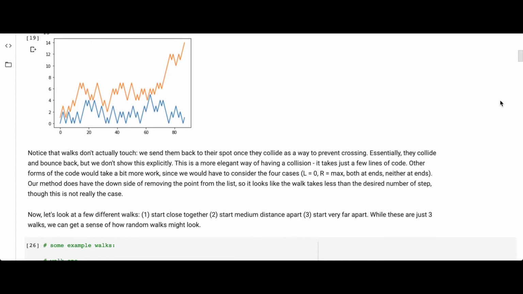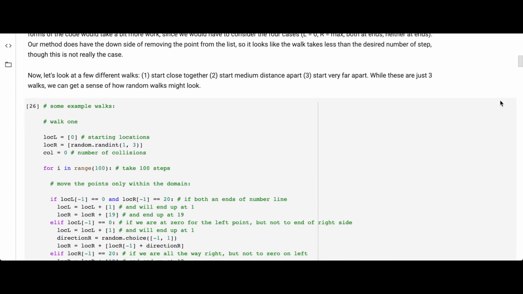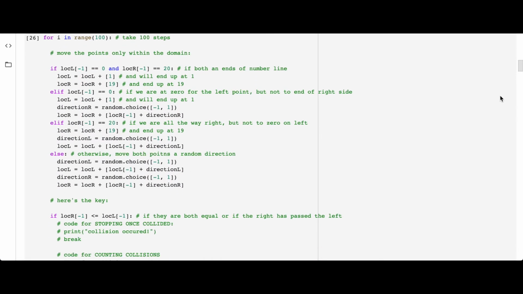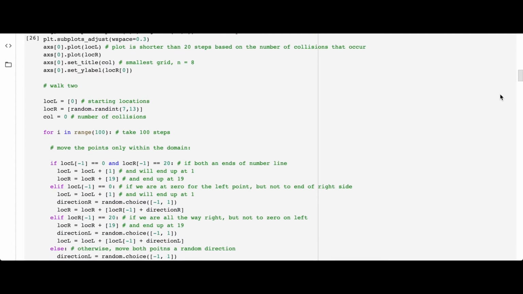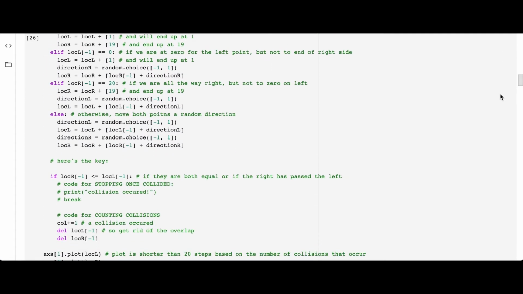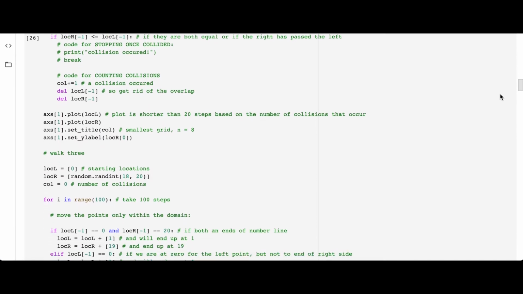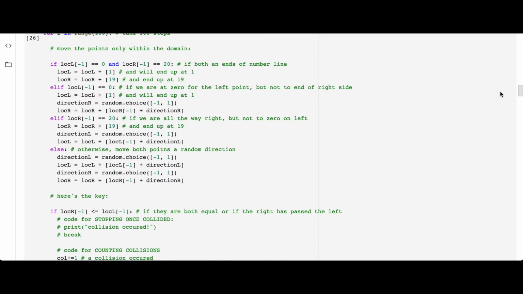Now we'll take a look at what happens when the points start 1, really close together, 2, a medium distance apart, and 3, very far apart. The code for this part is basically the same as before, except we change the initial positions for each test that we run.